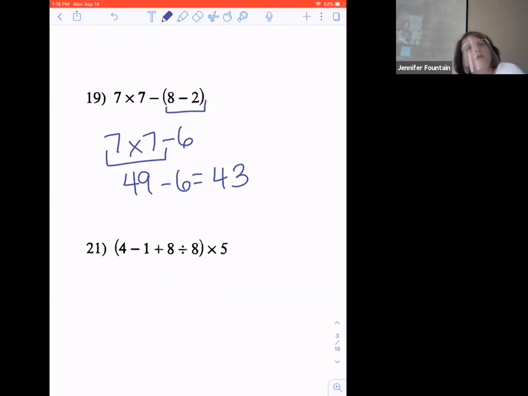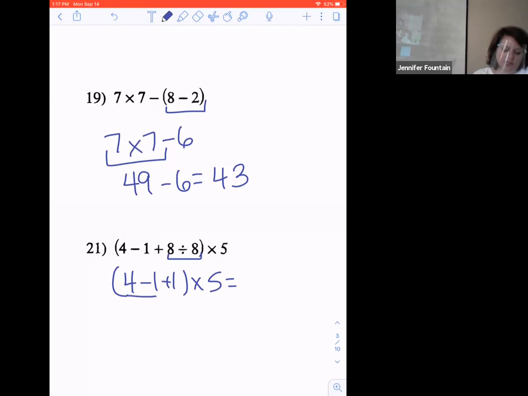And then for the next one, I have 4 minus 1 plus 8 divided by 8 times 5, in parentheses. So where do I start? We're going to start in the parentheses, and inside the parentheses, I'm going to start with division. Okay, so inside parentheses, I have 4 minus 1 plus 8 divided by 8 is what? 1 times 5. Okay, inside parentheses, I have 4 minus 1 plus 1. How do I decide what to do first? Left to right. So 4 minus 1 is 3 plus 1 times 5. Staying inside parentheses, 3 plus 1, 4 times 5 equals 20.